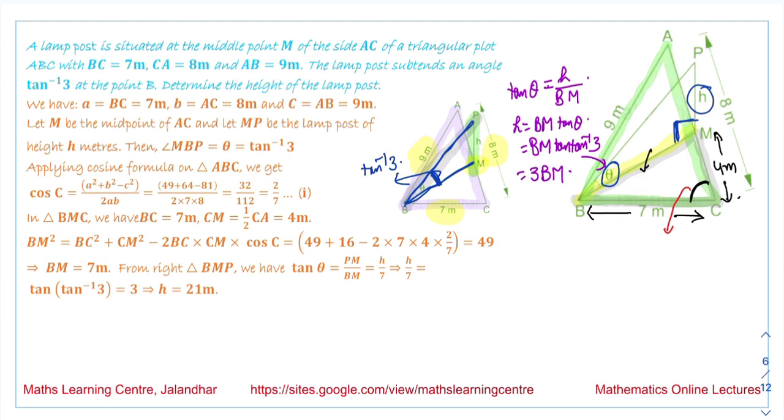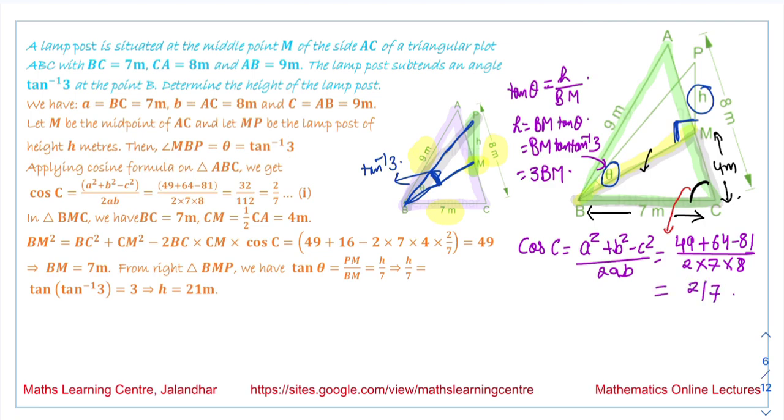We have the length of all the three sides, so we are using the cosine formula. We have cos C is equal to (a² + b² − c²) over 2ab, and on substituting the values we get (49 + 64 − 81) divided by 2 × 7 × 8, and on solving this we get 2/7. So for this angle C, we have obtained that cos C is equal to 2/7.